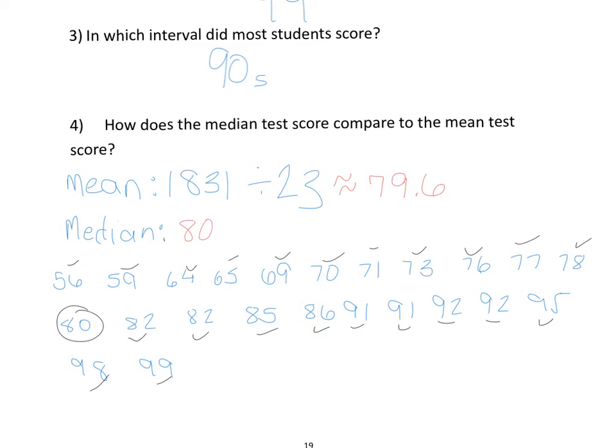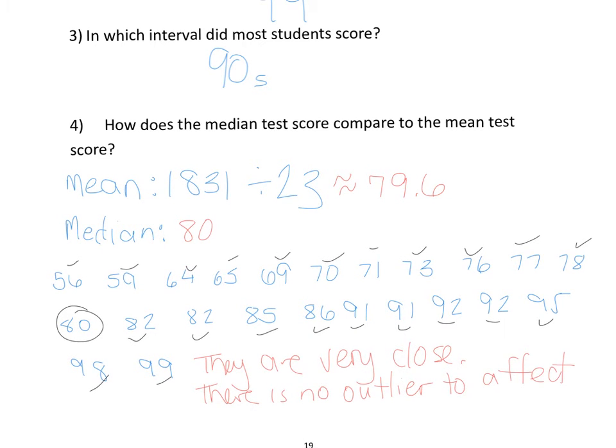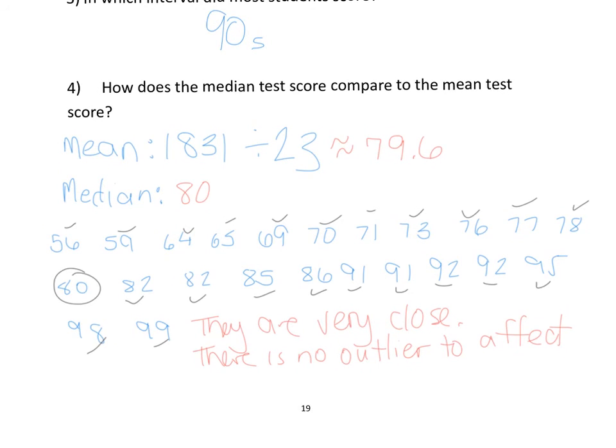To answer the question, how do they compare? They are very close. There is no outlier to affect the mean. And so because there's no outlier to affect the mean, your median and your mean should be fairly close, and in this case they're extremely close. It's really easy to identify that there was no outlier when you look at the stem and leaf plot and see that there were no gaps in it.